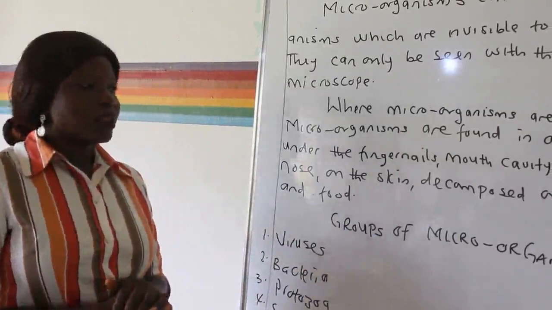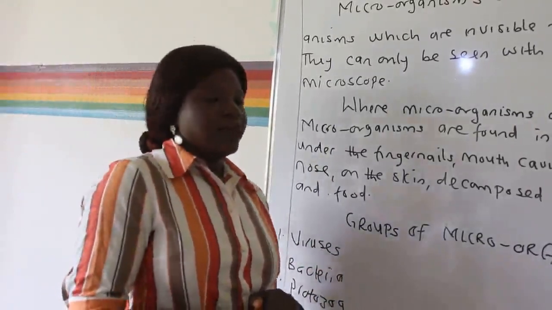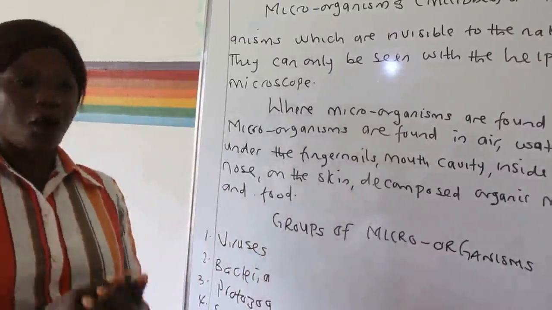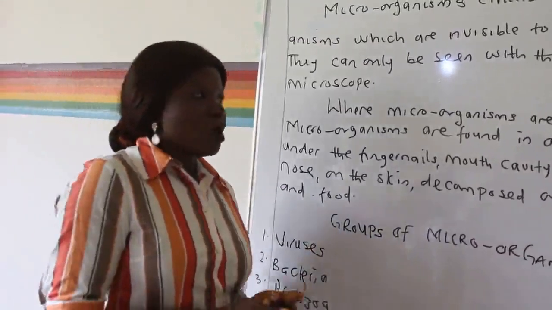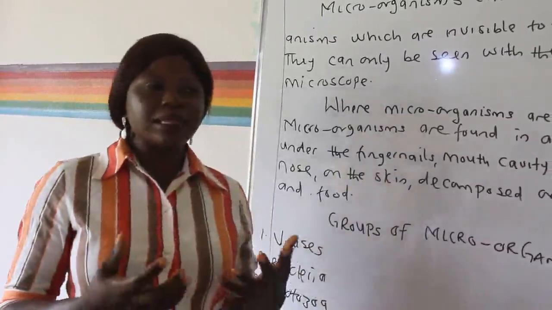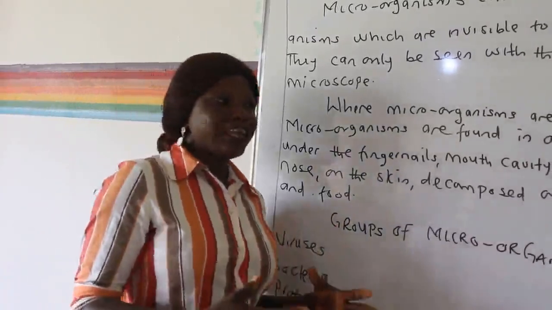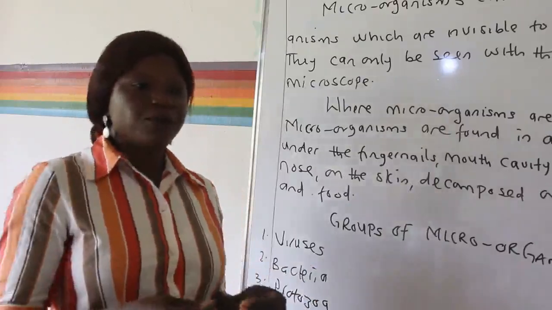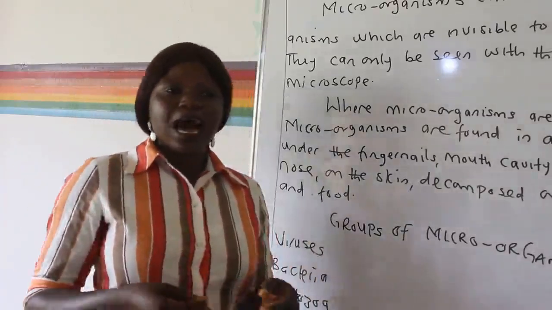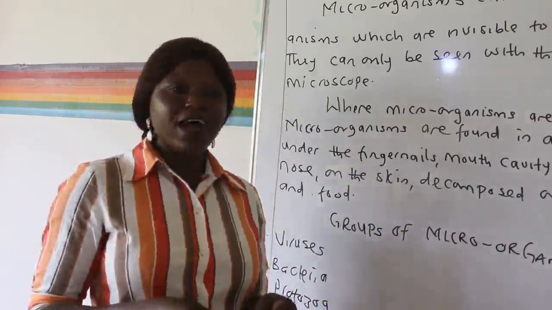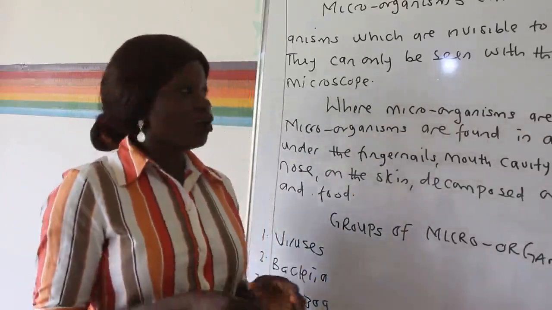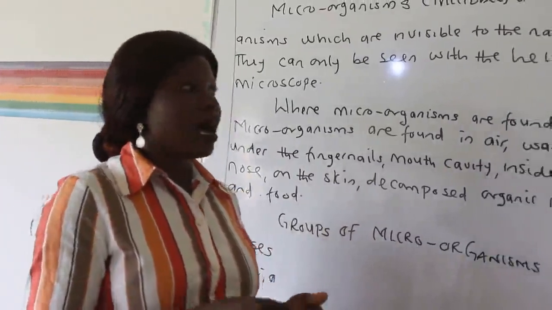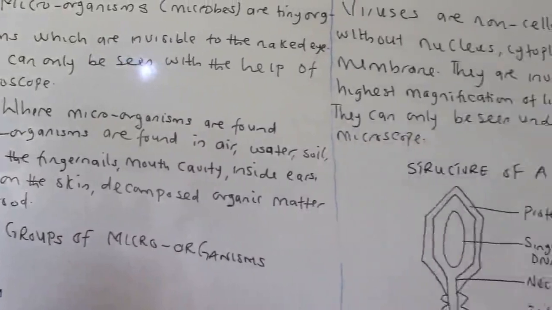Then we're going to look at what these viruses are. Viruses are a group of microorganisms that are non-cellular organisms. What we mean by non-cellular organisms is that these are organisms that don't have a cell of their own. They depend on cells of other living organisms to survive. For example, when you have a virus outside a living cell, that virus cannot be active and cannot be alive. That's why we call them non-cellular organisms.